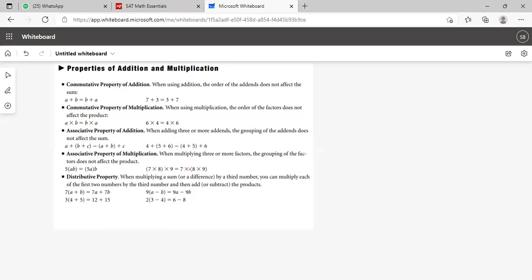Let's talk about the commutative property of addition. When using addition, the order of the addends does not affect the sum, obviously. By order, they mean either you can write down A plus B or you can write down B plus A. This is the same. You don't have to learn these English statements, obviously. All you need to know is that if they're saying A plus B equals B plus A, it means it is the commutative property of addition, right?